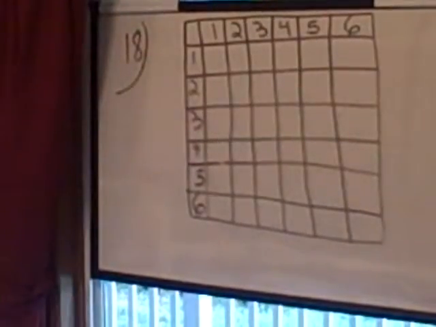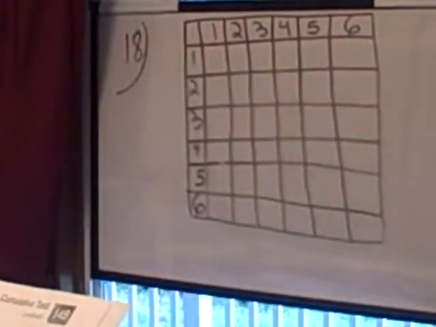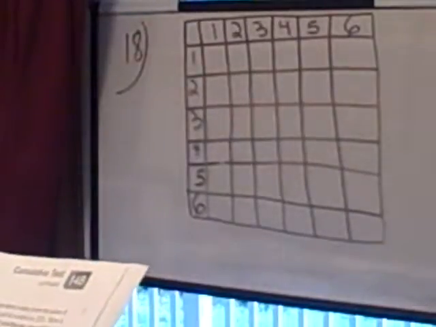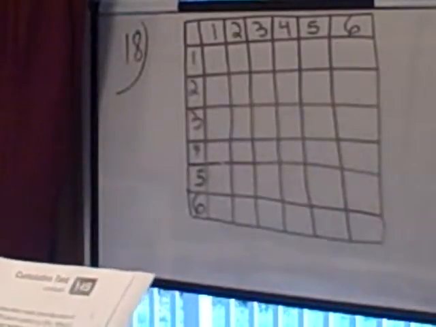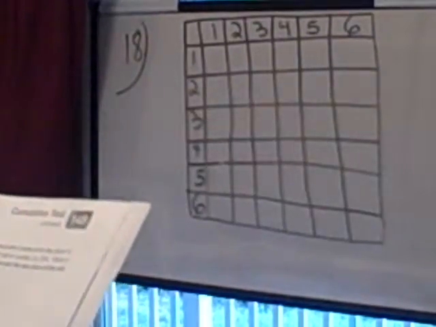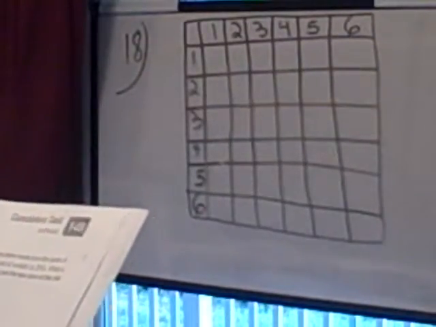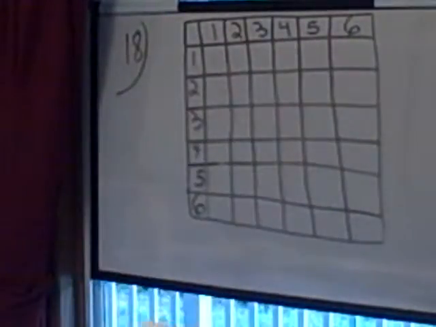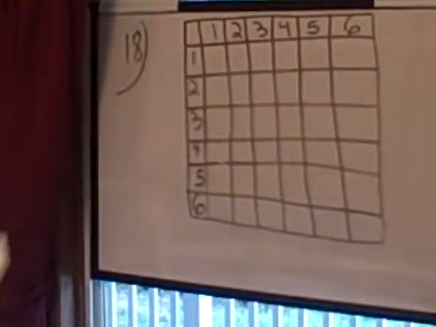Problem 18. What is the probability of rolling at least one odd number or rolling a sum of 10 using two number cubes, each numbered 1 through 6? So what you do for number 18 is start this chart that I have here, numbering the top 1 through 6, numbering the side 1 through 6. The top stands for the first die and the side stands for the second die.